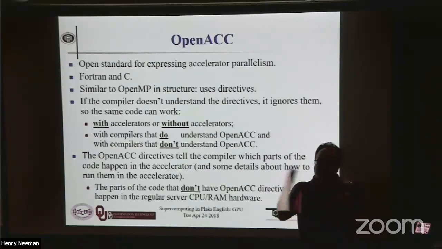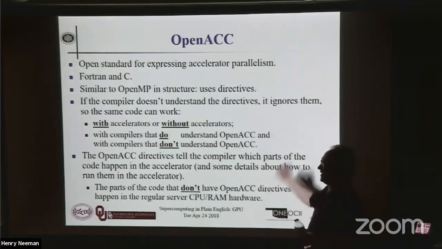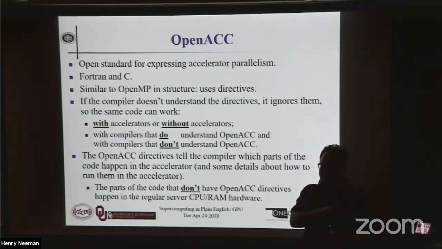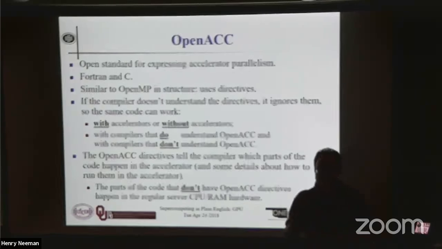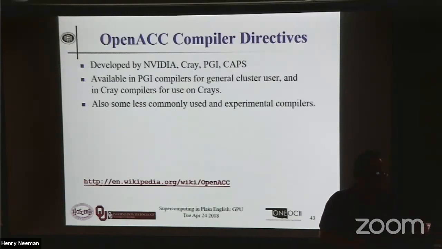So the same idea applies with OpenACC. You write the code, you may have to massage it a bit to get it into a form that's friendly for the accelerator. But if you want to run it on a regular CPU, you just recompile it with OpenACC turned off. And if your compiler just doesn't recognize OpenACC, you can still compile the code perfectly well. It just won't run in the accelerator. So what the OpenACC directives do is essentially say to the compiler, this part of the code should be run inside the card, and here are some details of how that should happen. And the parts of the code that don't have the directives are going to run on the server, on the regular old CPU, not in the accelerator.